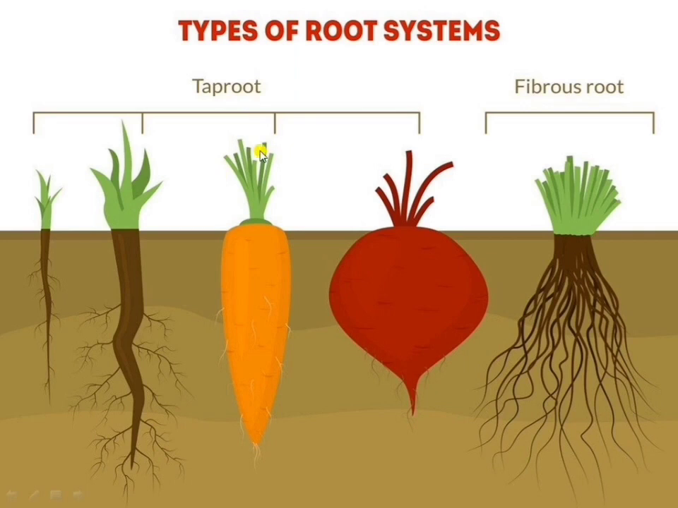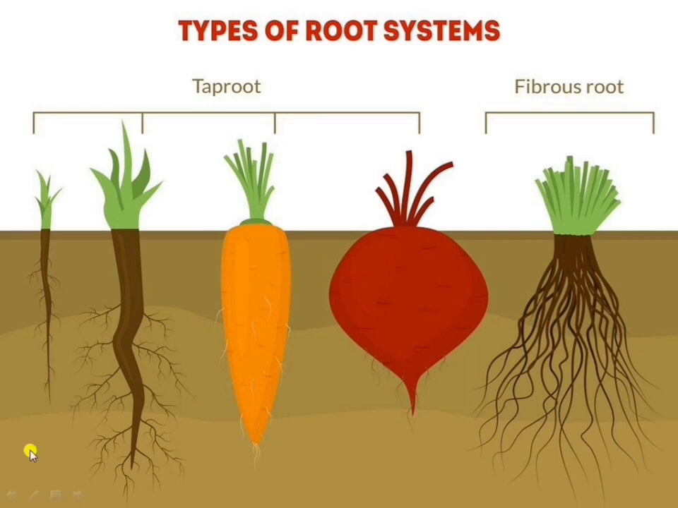Firstly, in the taproot, there is a thick main root that grows downward from the base of the stem of the plant. They have smaller roots called lateral roots that grow out of the main root. Next, the tip of the main root is covered by a thimble-shaped root cap. The root cap protects it from the damage caused by soil particles.